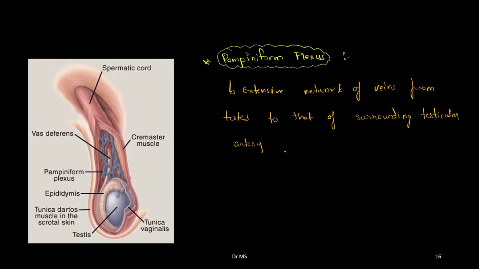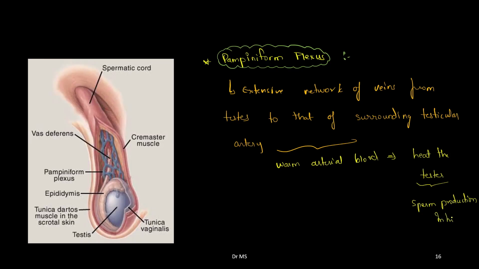Okay. So remember, warm arterial blood can heat up the testes. If the testis gets heated up, what happens? Sperm production will be inhibited. So there are no sperms. In order to prevent that, these extensive networks of veins act like a counter current.